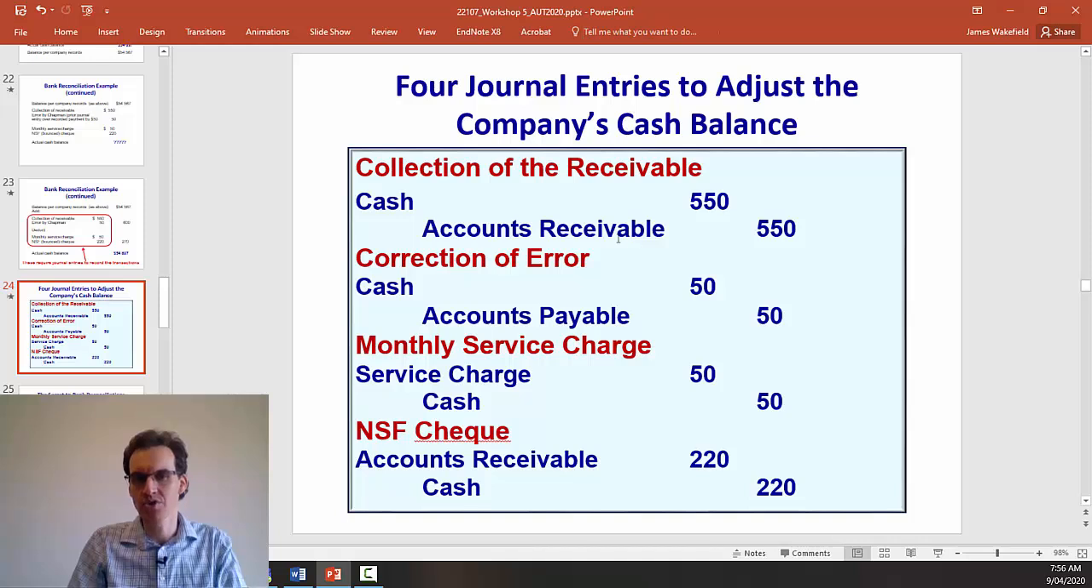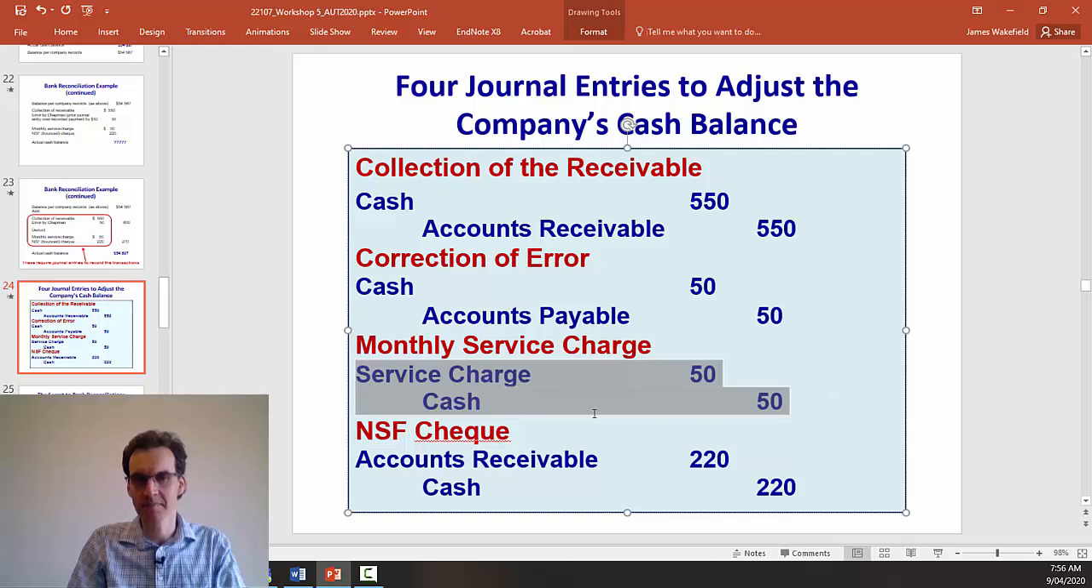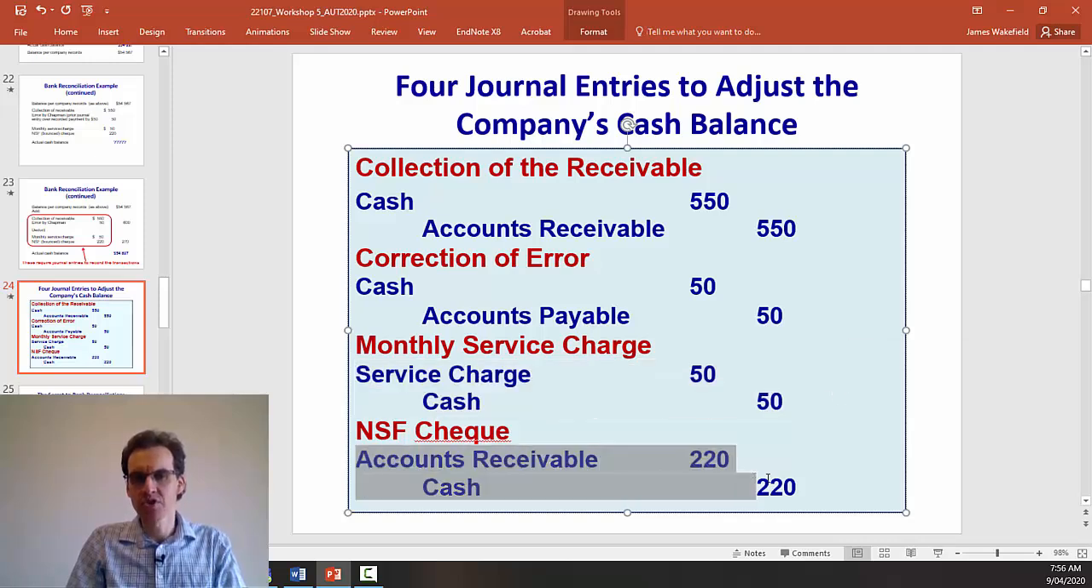So we'll increase cash and reduce the associated accounts receivable that was paid off. We increase cash here for the amount that we over-recorded in terms of payment previously. We reduce cash associated with the service charge expense, and here we reduce cash associated with the fact that the accounts receivable that was due from the customer was in fact not paid because of the bounced check.